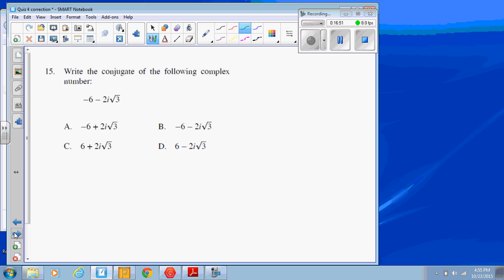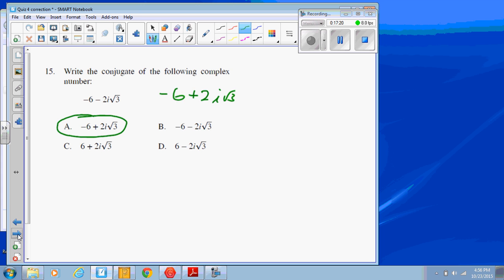Next problem, the conjugate. Now the conjugate, don't get confused with the opposite. Conjugate, the first part of the conjugate stays the same. The second part, we change the sign. If it was minus, we change it to plus. If it were plus, we change it to minus. So 2i square root of 3, and that's the answer. Negative 6 plus 2i square root of 3. So that's the answer to number 15.